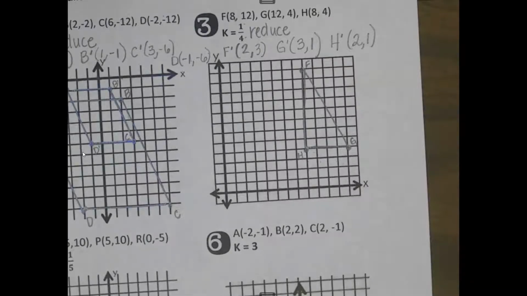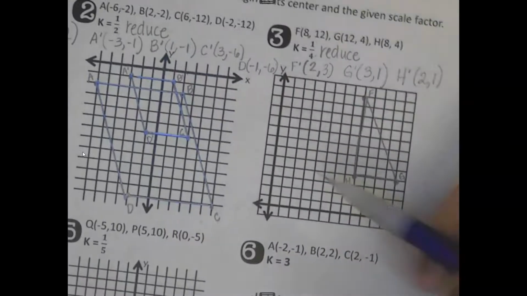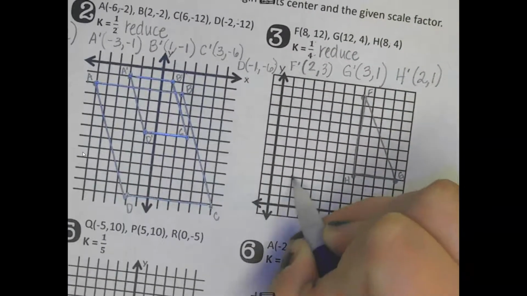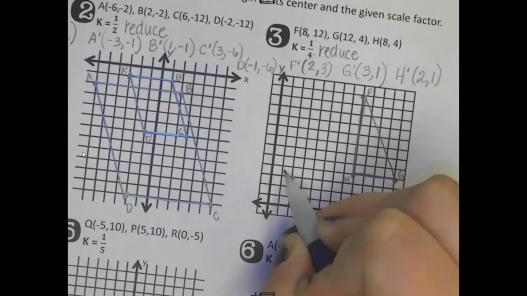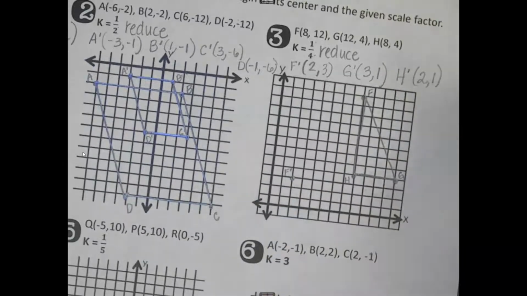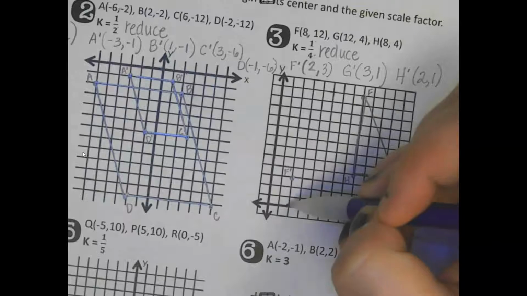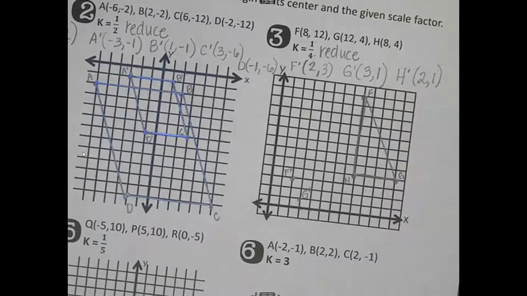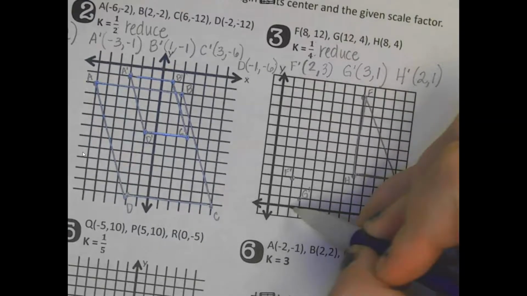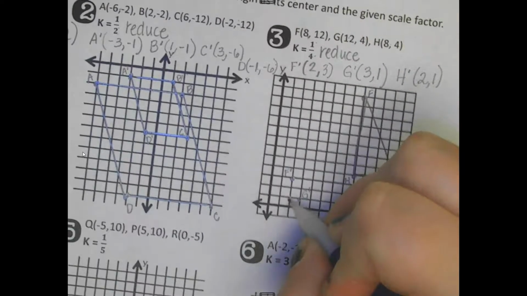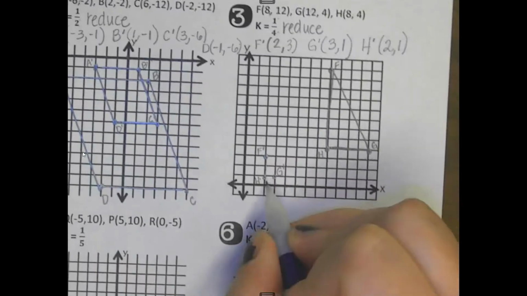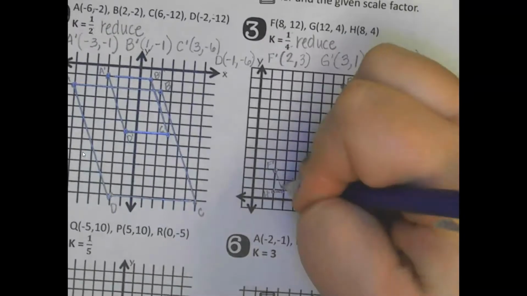All right, so I'm going to plot those points. Again, I'm going to find my origin. Here's my origin. I'm going to go over 2, up 3, and that is my new F prime. G prime, so I'm going to go over 3, 1, 2, 3, up 1, G prime. And then my H prime is over 2, up 1. And it made a really small little triangle. I'm not even going to use a ruler to connect those dots.